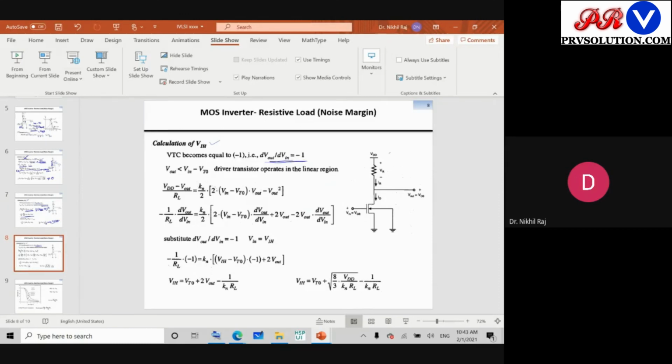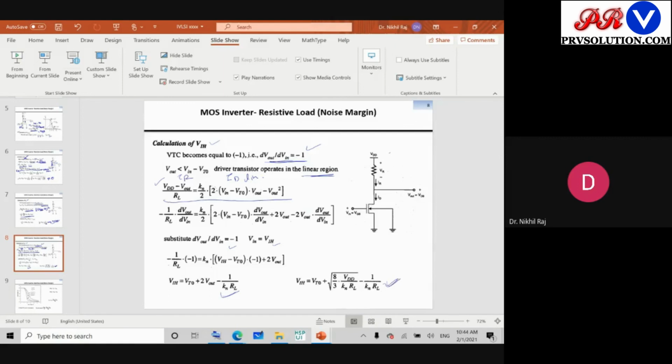However, during VIH my MOSFET will be in the linear region. So using again the same property, this is the through-the-resistor current, the IR current, and this is the ID linear current. Equating these two currents and then taking the derivative, we get dVout/dVin equals -1 and Vin equals VIH, and we get an expression for VIH. So this is your VIH expression.